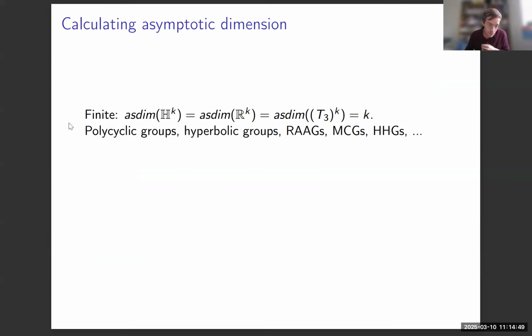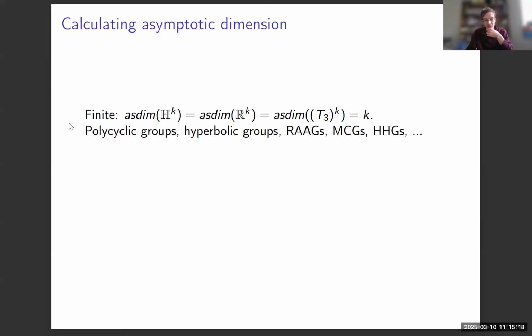As with growth, asymptotic dimension you can think of as splitting the world up into things that asymptotic dimension thinks are small and things asymptotic dimension thinks are big. Okay, and so of course there are the spaces that have finite asymptotic dimension. So first I'm going to give you real hyperbolic space of dimension k, Euclidean space of dimension k, and a product of k 3-regular trees. These all have asymptotic dimension k.